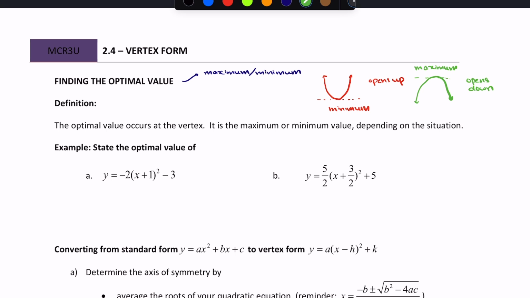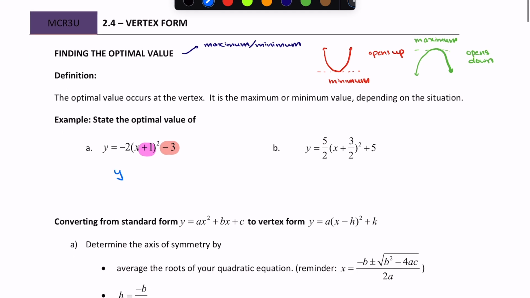And so here, an example: state the optimal value of y is equal to -2(x plus 1) squared minus 3. We know that the vertex occurs at the h and the k value. And here what we're really focused on is the y value of the vertex, which is equal to -3. So the optimal value would be y is equal to -3.